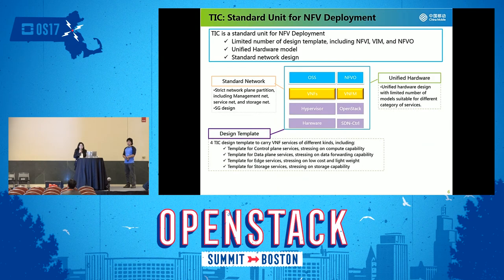So when you zoom into each TIC, you can see that it's quite a standard unit for NFV deployment. We will have a limited number of design templates. What we mean by template here is nothing like a Heat template or things like that. It actually means a set of choices of the infrastructure, the VIM, and the orchestrator. So we think we could have four templates, to support multiple VNFs of different kinds.